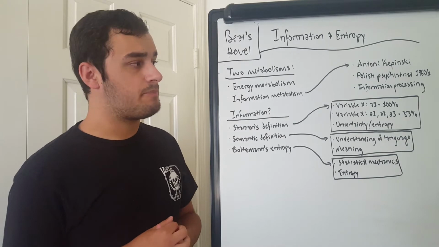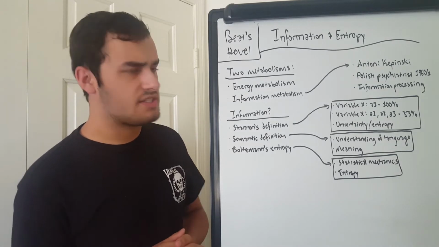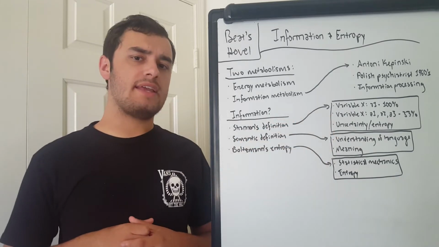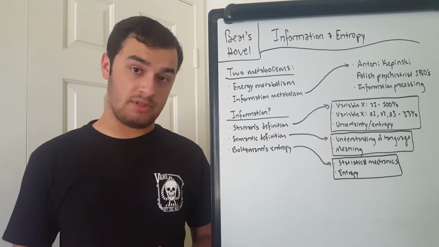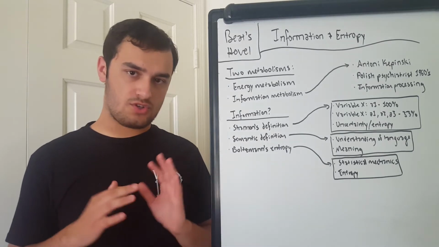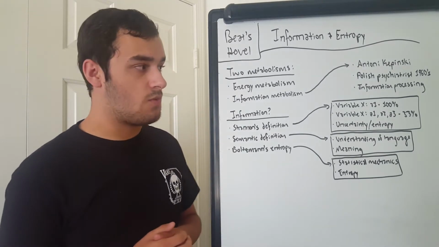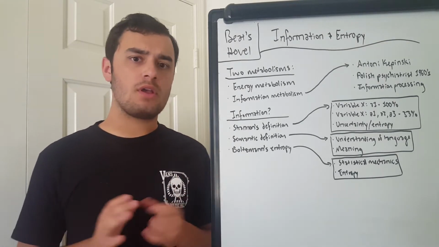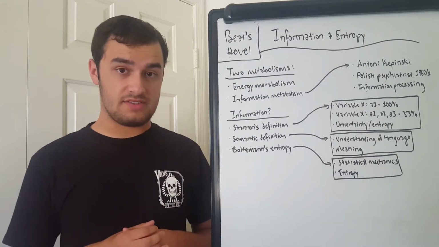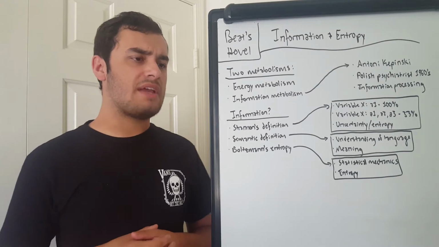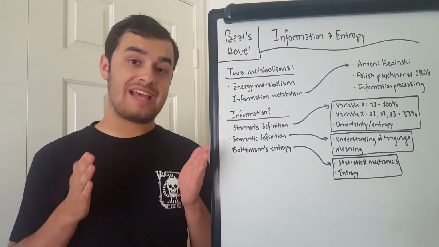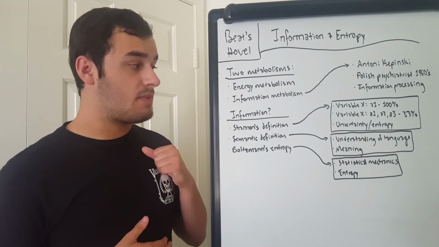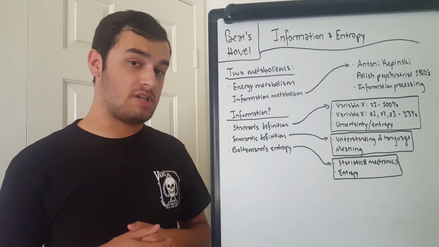So let's begin. In the 1960s, a Polish psychiatrist named Antoni Kepinski created his theory of information metabolism, which on the surface, just a very basic summary, is a theory of how biological organisms relate to the environments around them through information processing. And in this theory, he made a distinction between 2 types of metabolisms in living organisms, one being energy metabolism and the other being information metabolism.